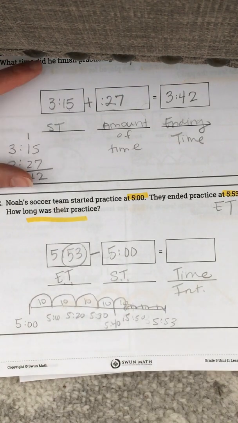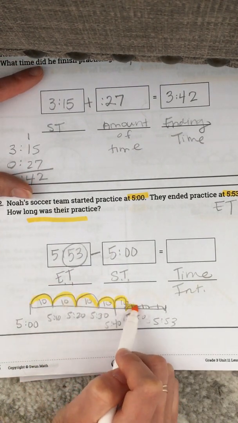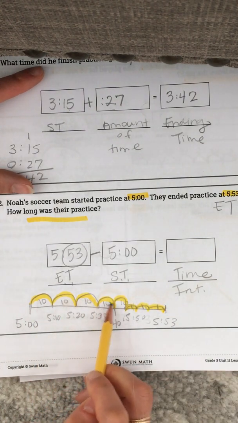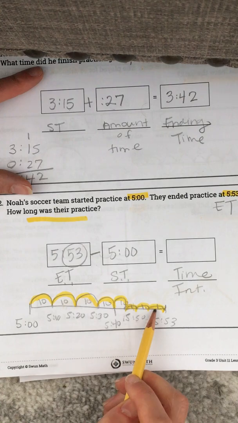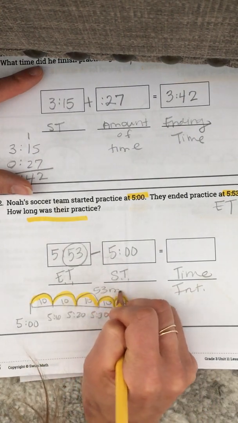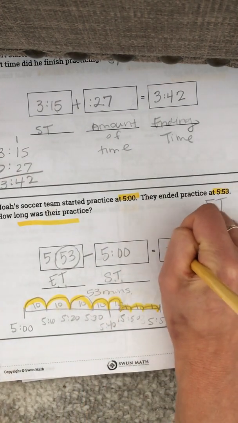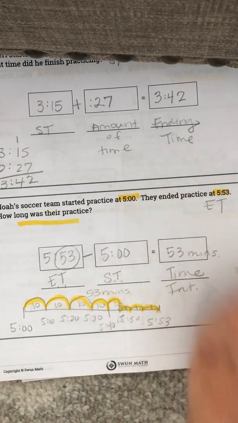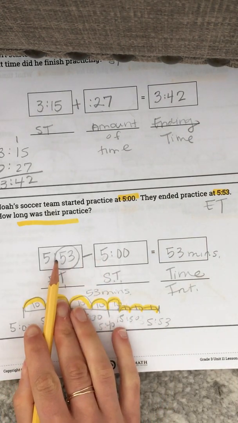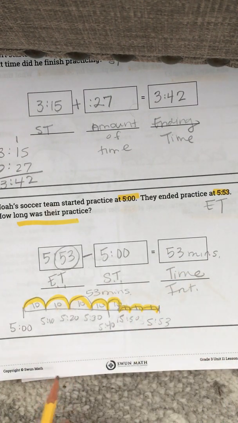So we're going to add up all of this time to find the difference. 10, 20, 30, 40, 50, 51, 52, 53. How many minutes is that? 53 minutes. So your time interval, his practice, lasted 53 minutes, which you probably knew in your head, huh? Because 5:53 minus 5 o'clock is going to give you 53 minutes, right?